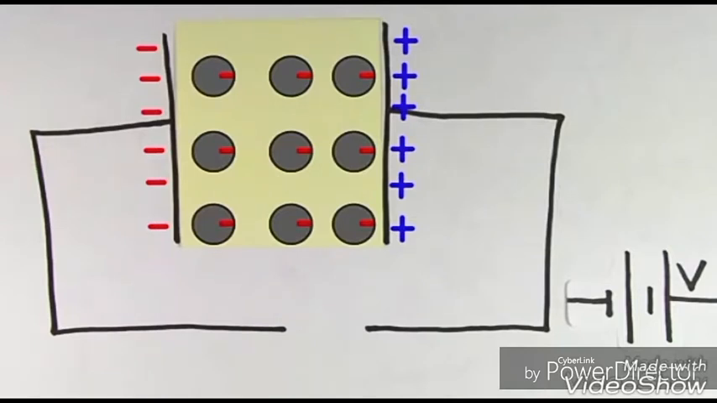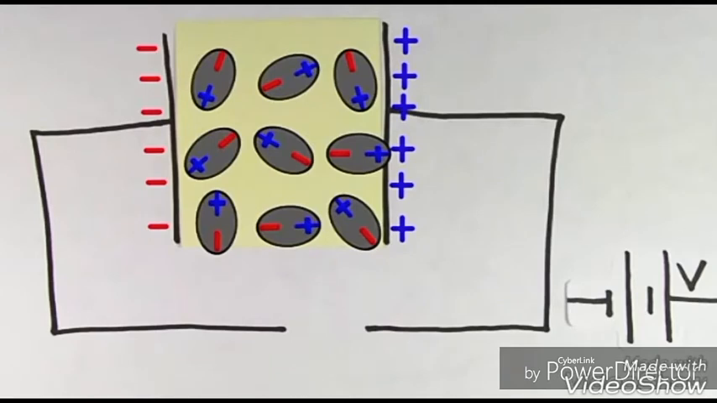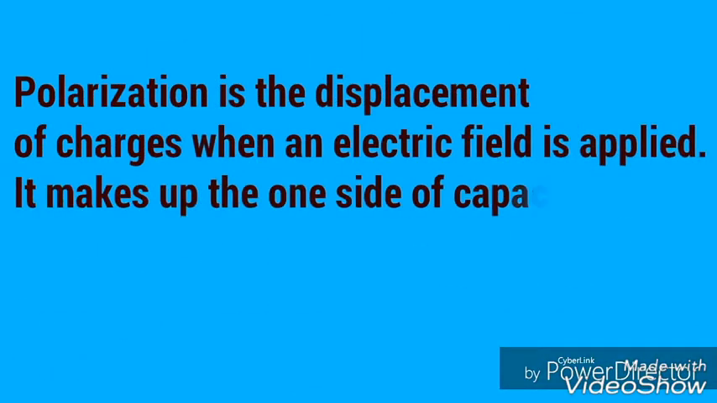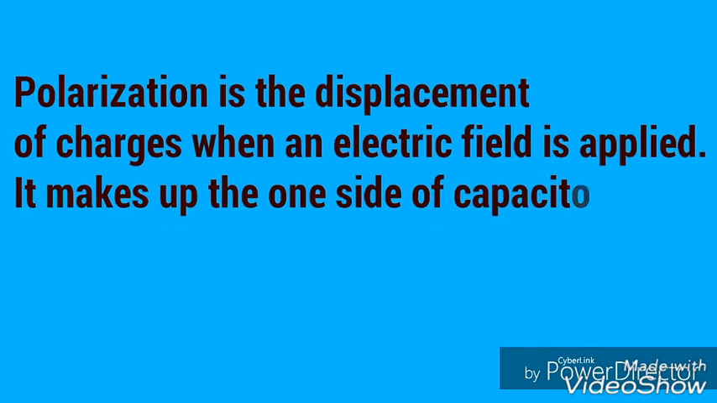This causes the charges in the atoms and molecules within the dielectric to become polarized. To put it another way, the atom can stretch, and one end becomes overall negative and the other end becomes overall positive. It is also possible that some molecules are just naturally polarized, like water. Polarization is the displacement of charges when an electric field is applied. It makes one side of the dielectric become negatively charged and the other positively charged.